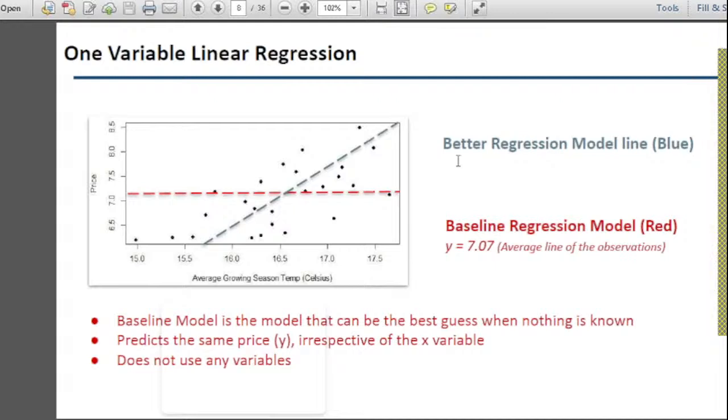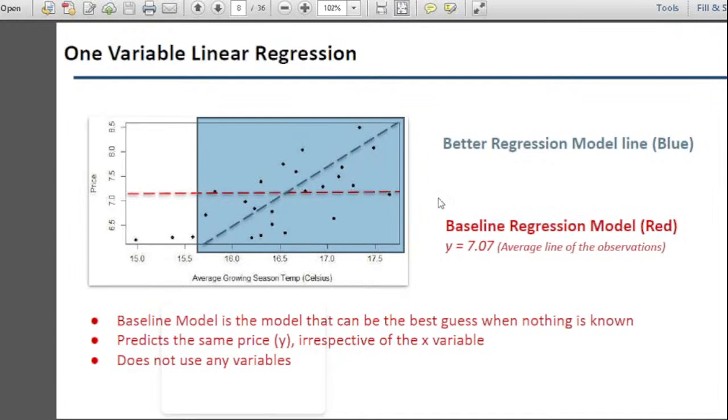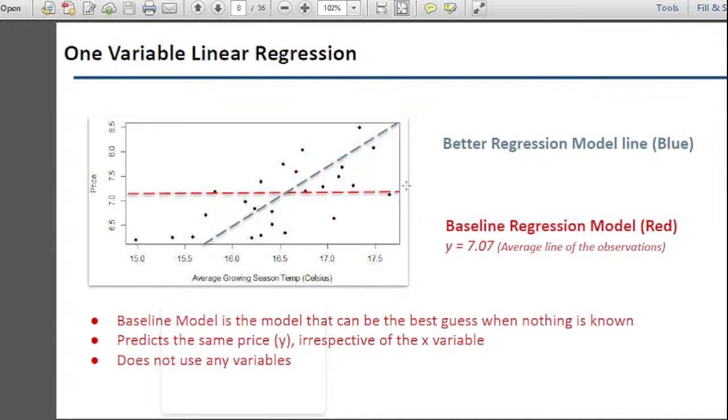So everyone agrees. I do not have any information about density or other variables, so the best estimate I can do is take an average of the price, right? This is from where we start our regression, and this is our baseline regression model. No information is given, so this red line is my base model. Any other data point comes in, the best estimate I can make is the average. And if you remember the calculation for regression, some of you would have done that in your high school.